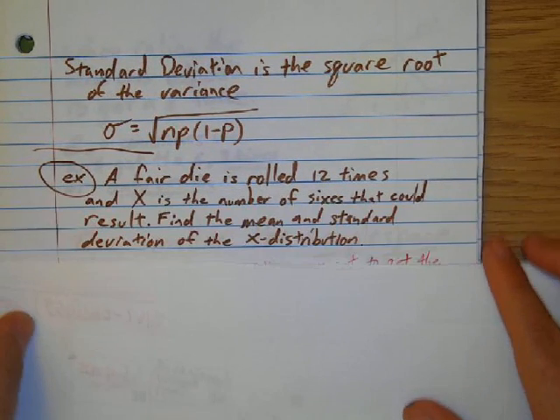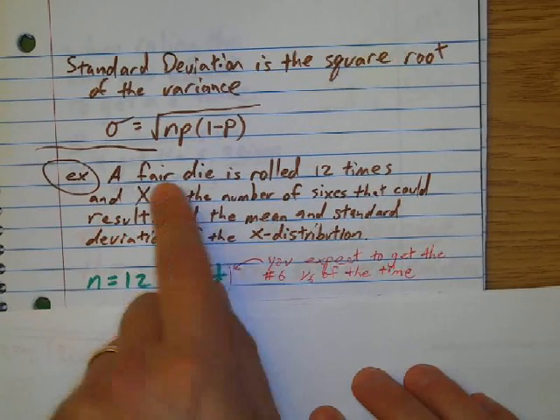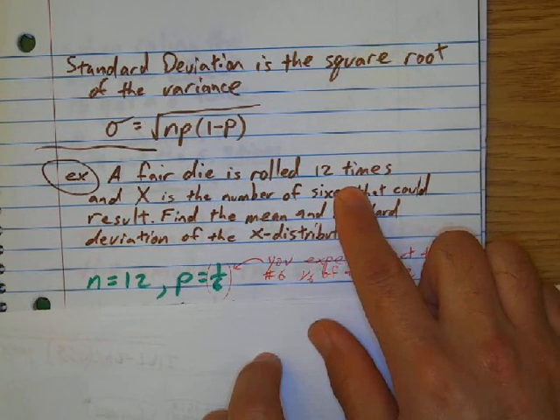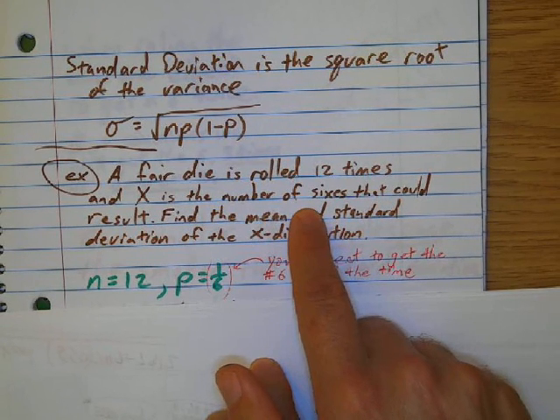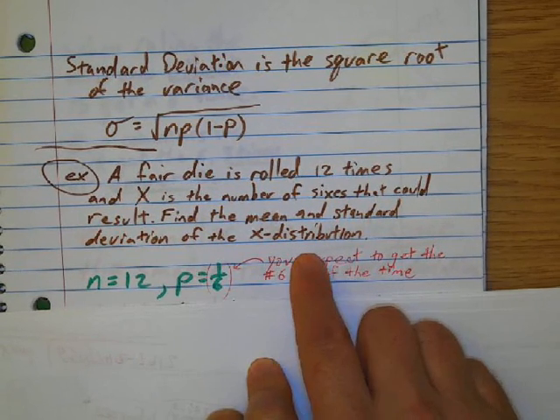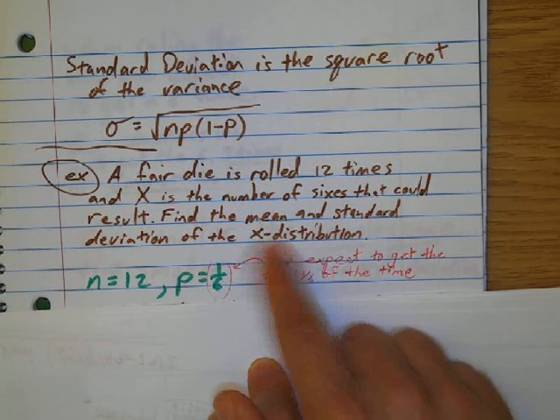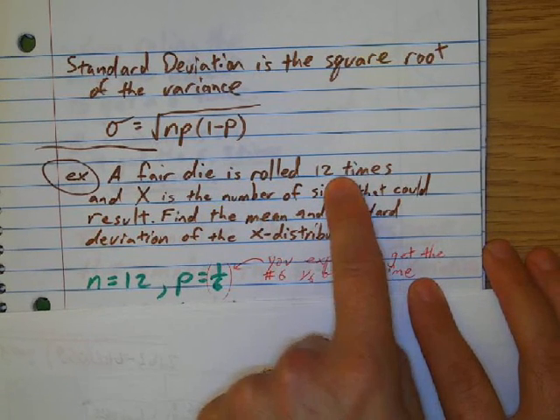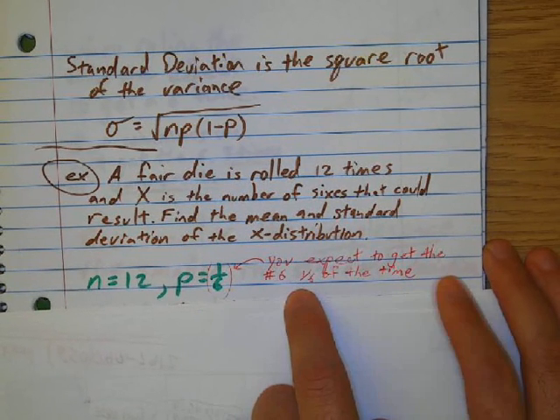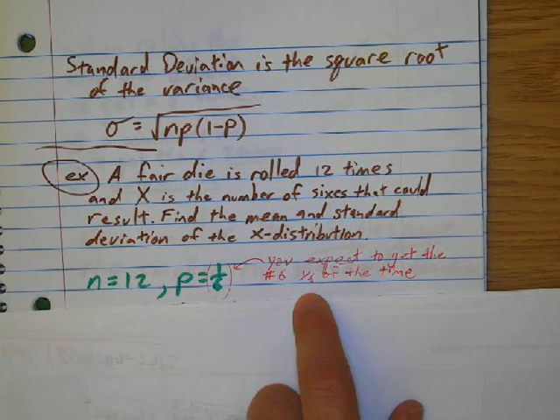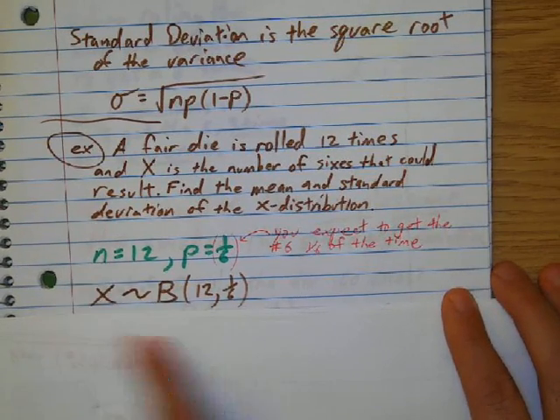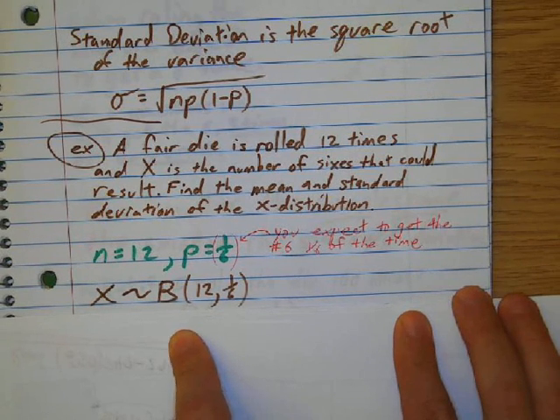Now let's do an example. It'll help make more sense. Okay, so if I'm rolling a fair die, it's got 1, 2, 3, 4, 5, 6, right? And if I roll it 12 times, we want to know how many times we're going to get the number 6. So we're going to use x for our distribution, and we want to find the mean and the standard deviation. Okay, so if I'm rolling it 12 times, that means n is going to be 12, and the probability of getting a 6 is 1/6, right? Because 1, 2, 3, 4, 5 are the other numbers, and we have a 1/6 chance of getting a particular number.